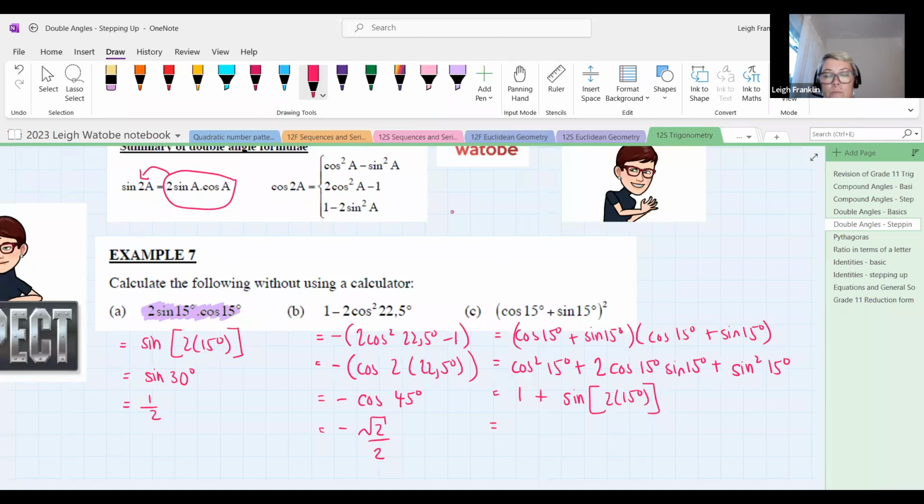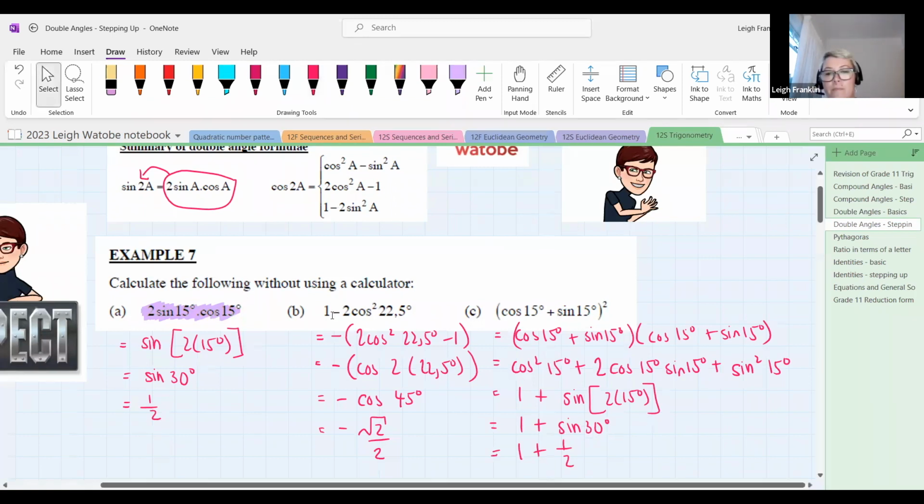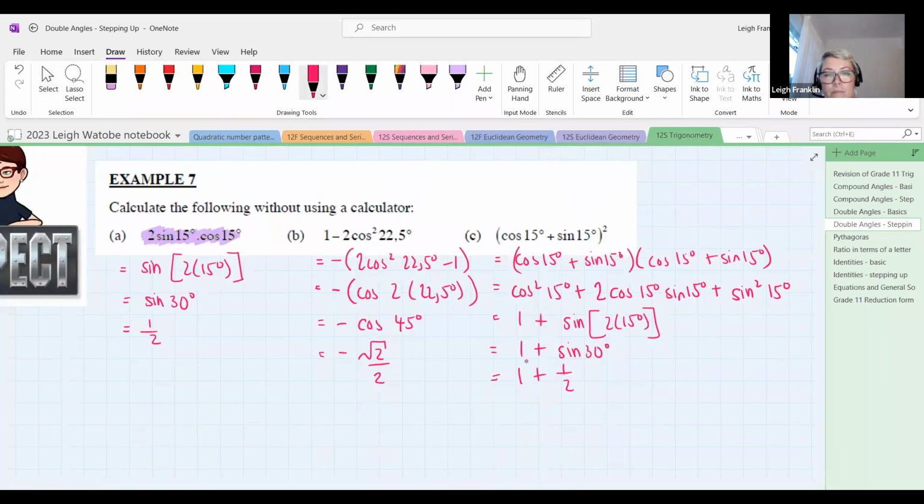Keep going. Then 1 plus sine 30, of which sine 30 is a half. Excellent. And then 1 plus a half is 3/2, I think. Oh, yes, it is. That's very good. Well done. Very, very nice. Good work. Okay, so you understood that perfectly straight away. That was wonderful. I could not have said it better.